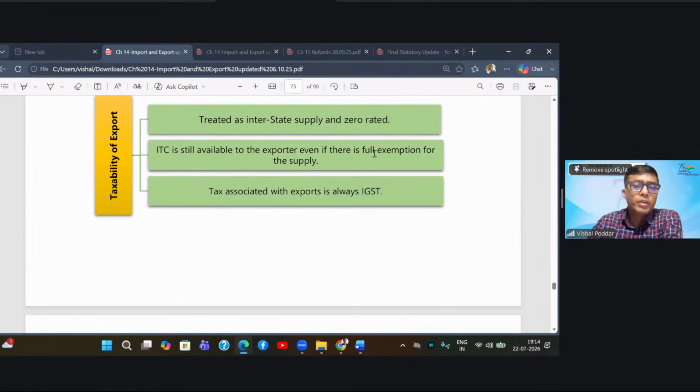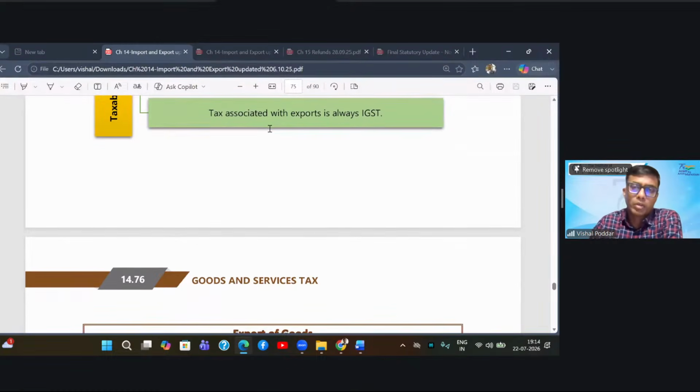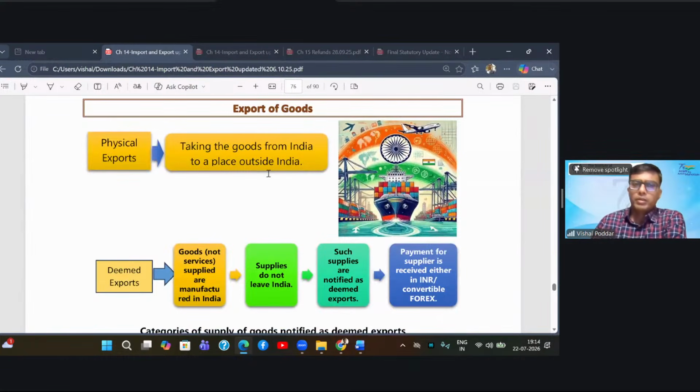And even if there is exemption on your outward supply, still, since it is zero rated, you become eligible for ITC. Most important, whenever you will be levying any tax on your exports, it will always be IGST because it is always treated as interstate.